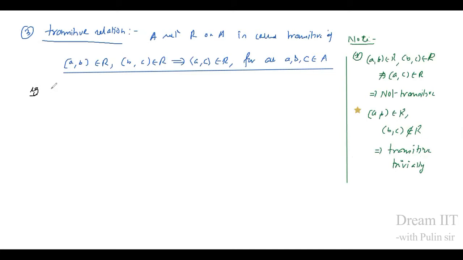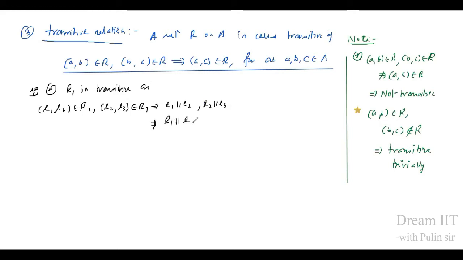Now I'll be discussing the examples that we already have included. I'm talking about R1. R1 is transitive. Consider two lines in R1: L1 parallel to L2 and L2 parallel to L3 in R1. Then a very simple geometry idea you can use: L1 is parallel to L3. That obviously implies that L1 and L3 are related. Therefore, you have satisfied the condition of transitivity. So R1 is transitive.